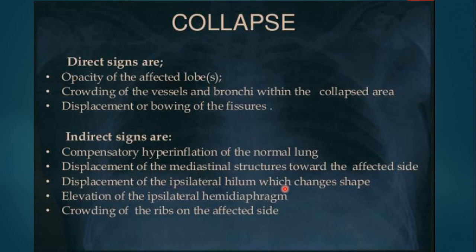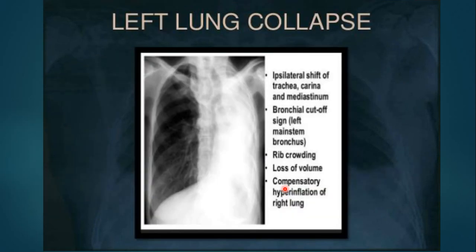Also, elevation of the ipsilateral hemidiaphragm. If the left side is abnormal, the left hemidiaphragm will be higher. If the right lung is collapsed, the right hemidiaphragm will be higher, and there will be crowding of the ribs on the affected side. The ribs will be closer to each other.